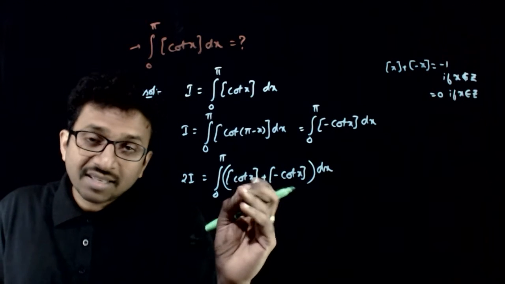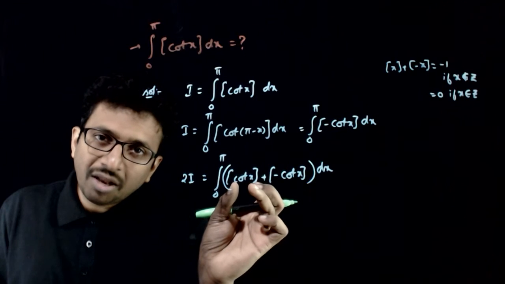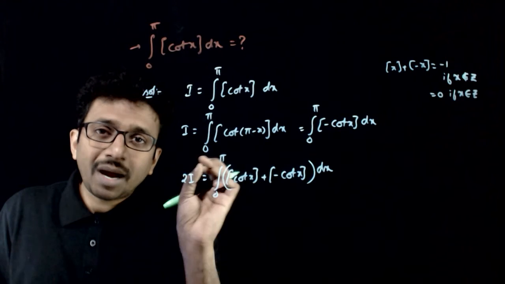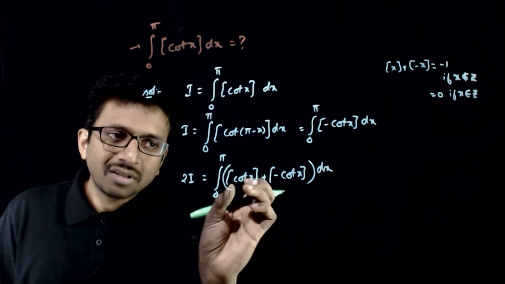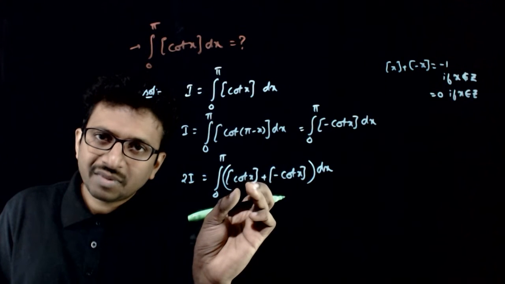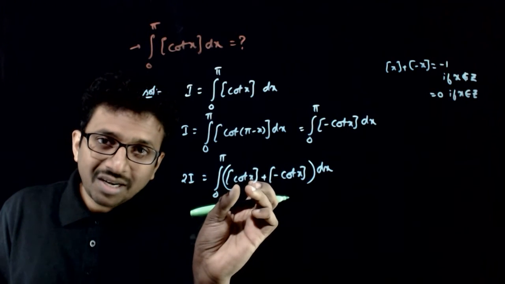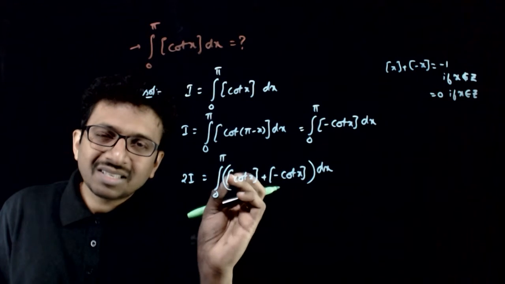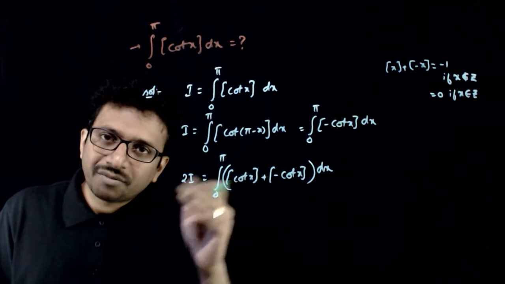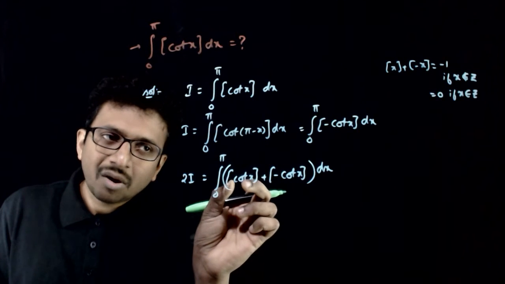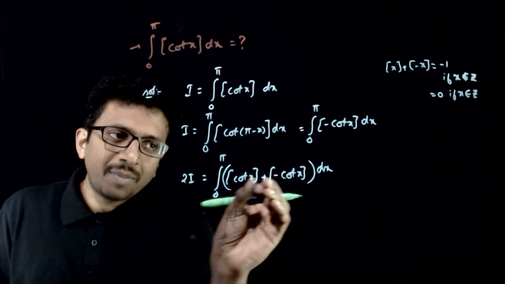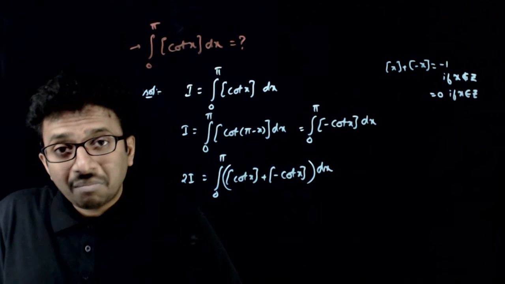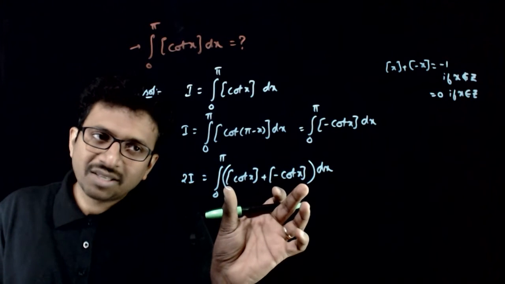Now as x goes from 0 to pi, the value of cot x, apart from some discrete values, will not be an integer. If cot x is an integer, that will be at some random discrete values of x. At all other values, cot x is a non-integer. So the integer part of cot x plus the integer part of minus cot x will always be equal to minus 1.